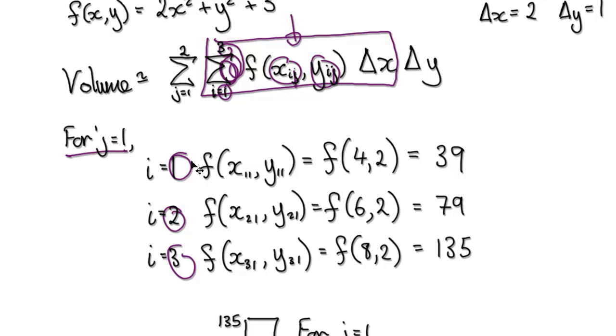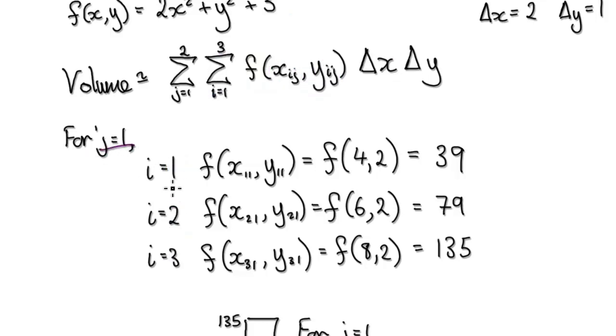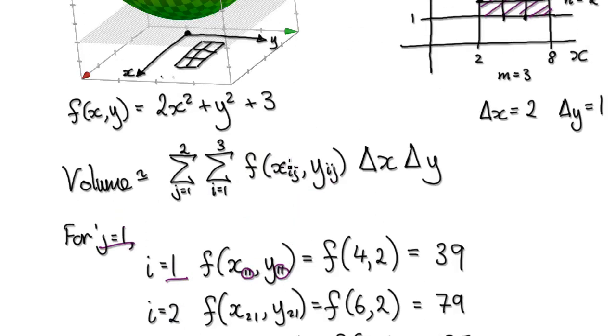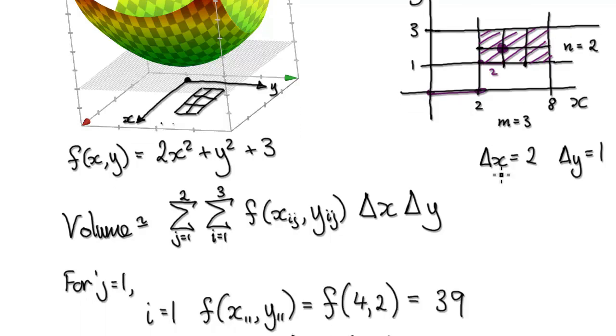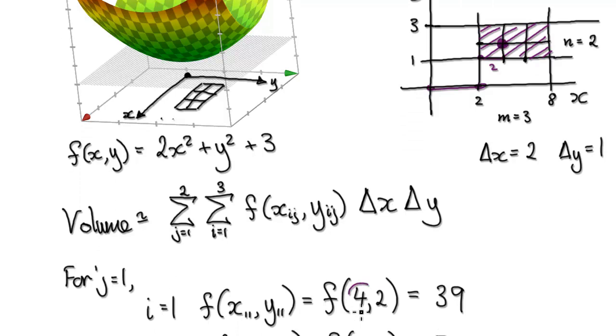So when j is 1, the first i would be 1. So what that means is the first location is 1, 1. So what that means is this: the first location would be 1 across and then 1 up. So this is our first location. What is that location there? Well, from here to here is 2. Delta x is 2, so the x location will be 4. This is our x location.